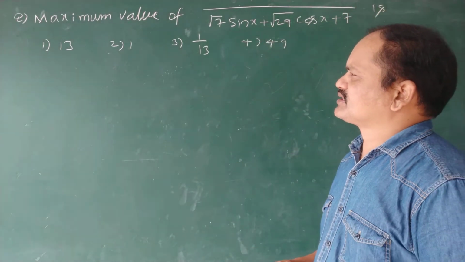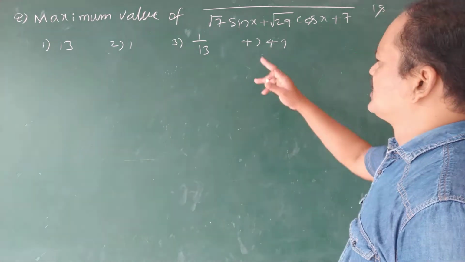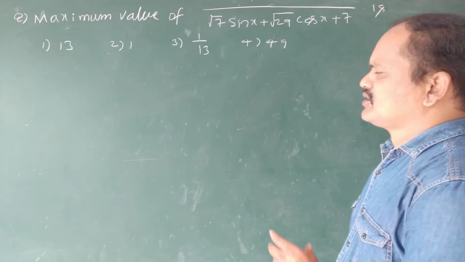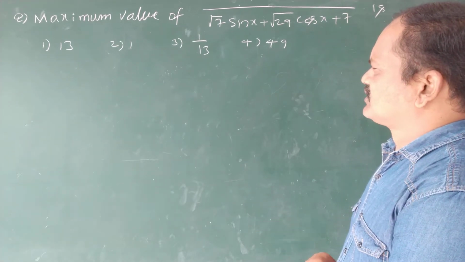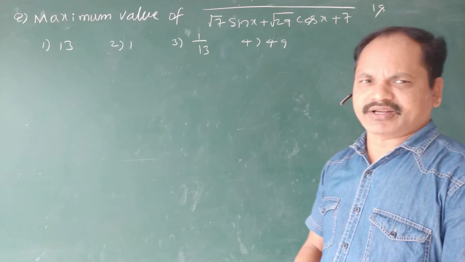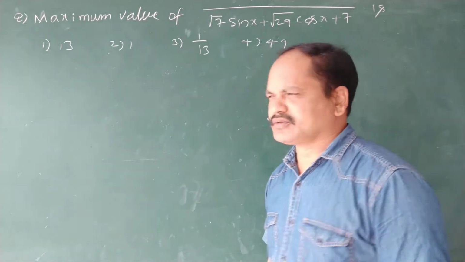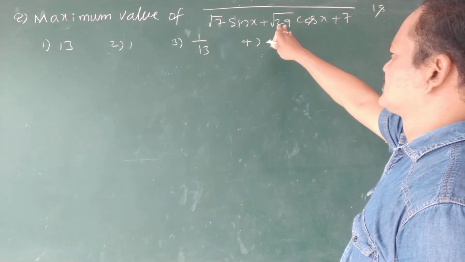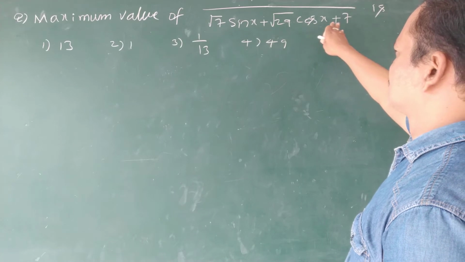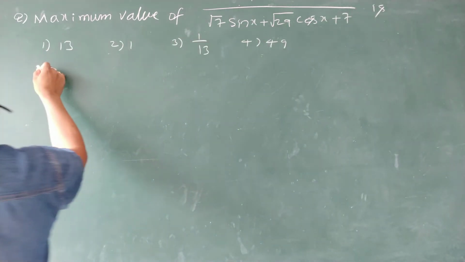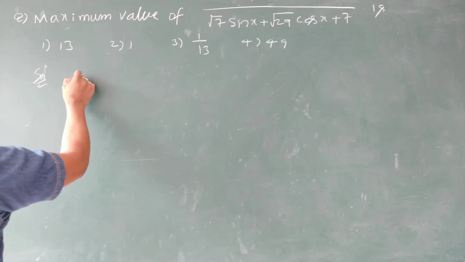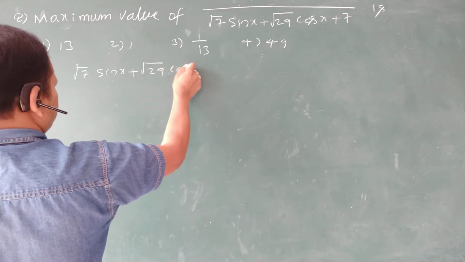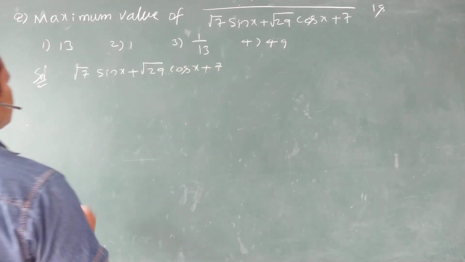Now the question: the maximum value of 1 by root 7 sin x plus root 29 cos x plus 7 is: first option 30, second option 1, third option 1 by 30, fourth option 49. Now we have to solve this question. First take the denominator, that is root 7 sin x plus root 29 cos x plus 7.